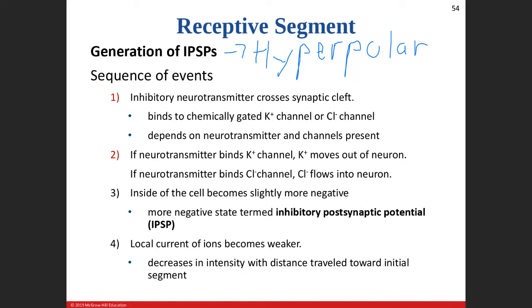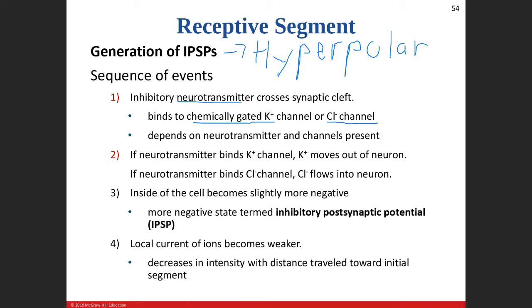A very similar type of situation with IPSPs. You have these presynaptic neurons that are going to release their neurotransmitter. Same story: the neurotransmitter is going to diffuse across the synaptic cleft. In this case, it's going to affect chemically gated potassium channels or chloride channels. What do we know about the chemically gated potassium channels? When they open up, potassium diffuses and leaves the cell, and it takes its positive charge with it. So it makes the inside of the cell more negative.